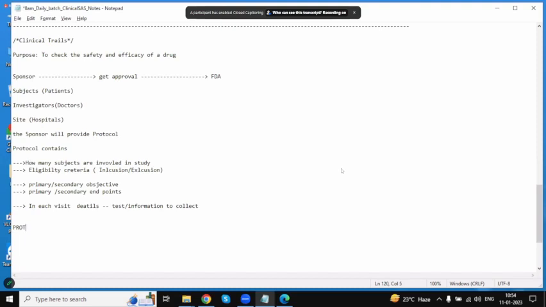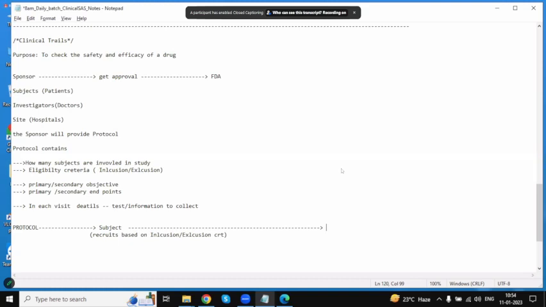Once the protocol was ready, what will they do? They'll first recruit the subjects. How are the subjects recruited? Based on the inclusion and exclusion criteria. So this is important, because these inclusion and exclusion criteria we also require; we'll capture them at a programmatic level as well. So subjects will be recruited.